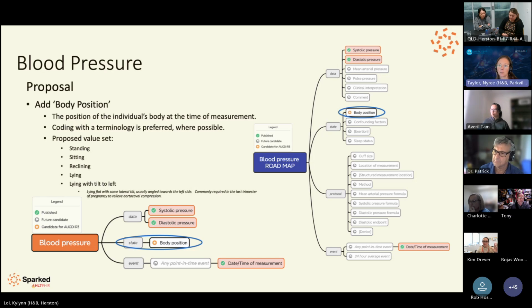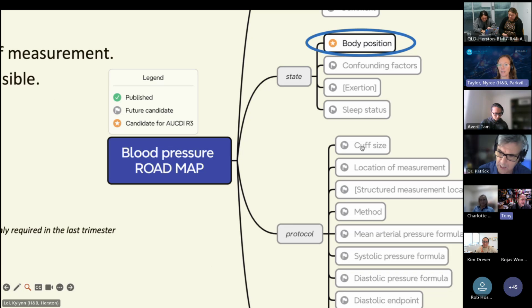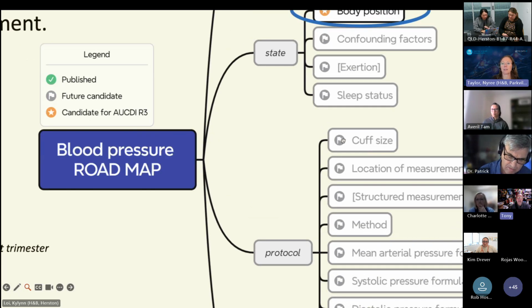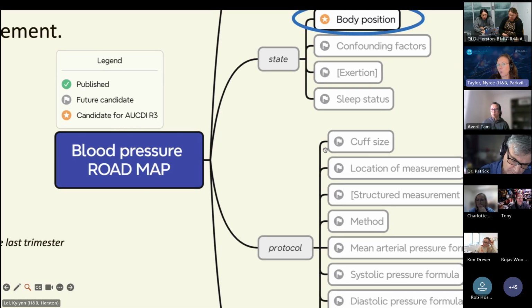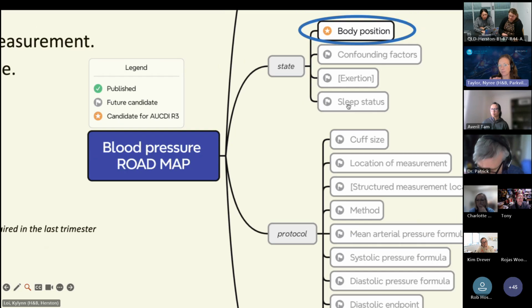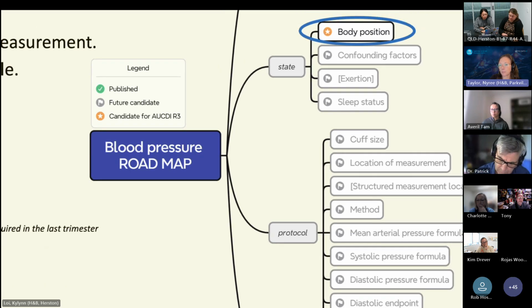Okay. So we do have cuff size under the protocol. It's the first data element. It might be a little bit difficult to read. We're just trying to highlight that on the screen. Yeah, that's great. Thank you. That's a valid point when you're taking a blood pressure. Absolutely. But that's one of the future candidates and wasn't pitched at the backlog pitch in Sydney. So at the moment, we're just considering body position, but we can revisit cuff size in the future if we need to.